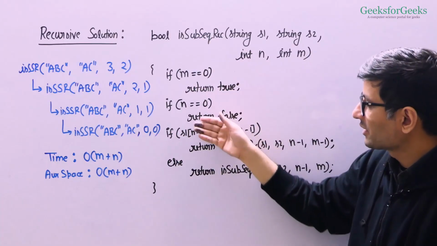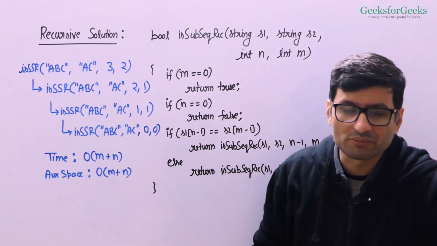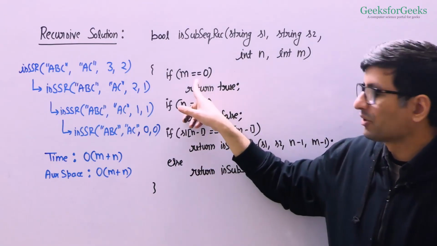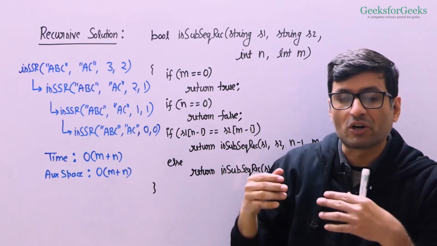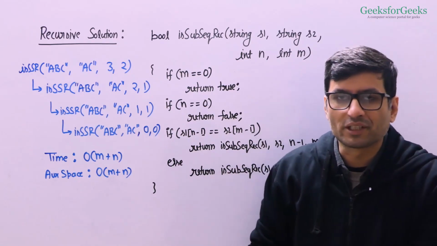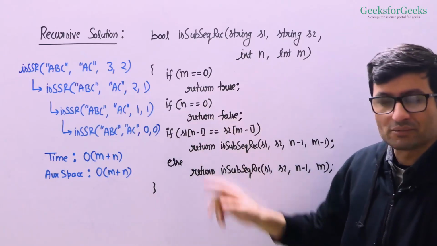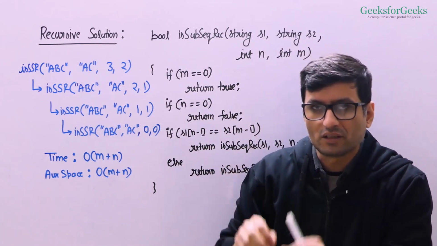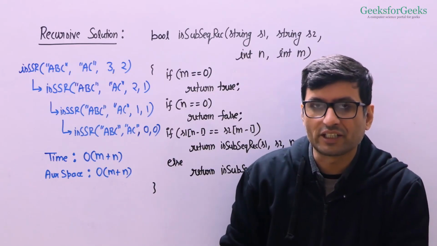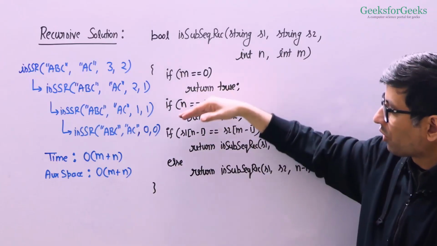And here are the base cases. When you are reducing n and m, one of them can become 0. So if m becomes 0, it means your other string, the smaller string, has finished. So you have found all the characters of it in the bigger string in the same order. So you return true in this case. And if n becomes 0, it means you could not find all the characters of second string in the first string and your first string finished. So you return false.